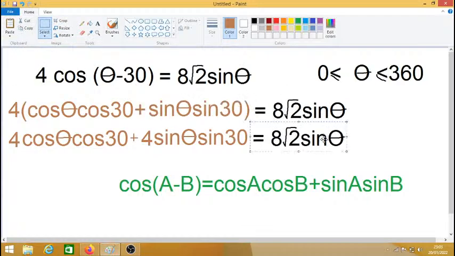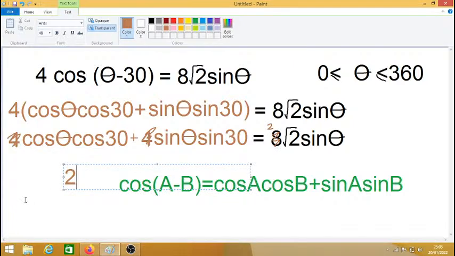So now let's see what we can get rid of. Everything seems to have an 8 or a 4 at the beginning, so we can divide through by 4. Dividing this by 4, that cancels. Dividing this by 4, that cancels. And dividing the 8 by 4, that becomes 2. So you get 2 root 2.